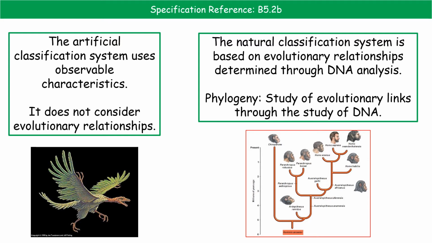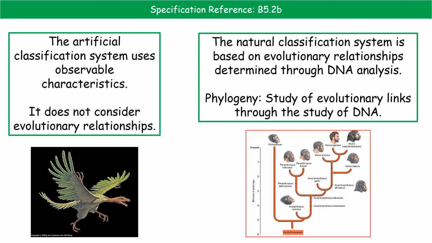In terms of how we classify them, there are 2 systems that we could use. The first system is called the artificial classification system. Now this one just uses the characteristics we can see, the observable characteristics. So there's no consideration of evolutionary relationships. We're literally sitting there looking at the organisms and going, you've got wings, into one group you go. You don't have wings, you're not in that same group. So literally looking at the observable characteristics, we divide them up into their groups.